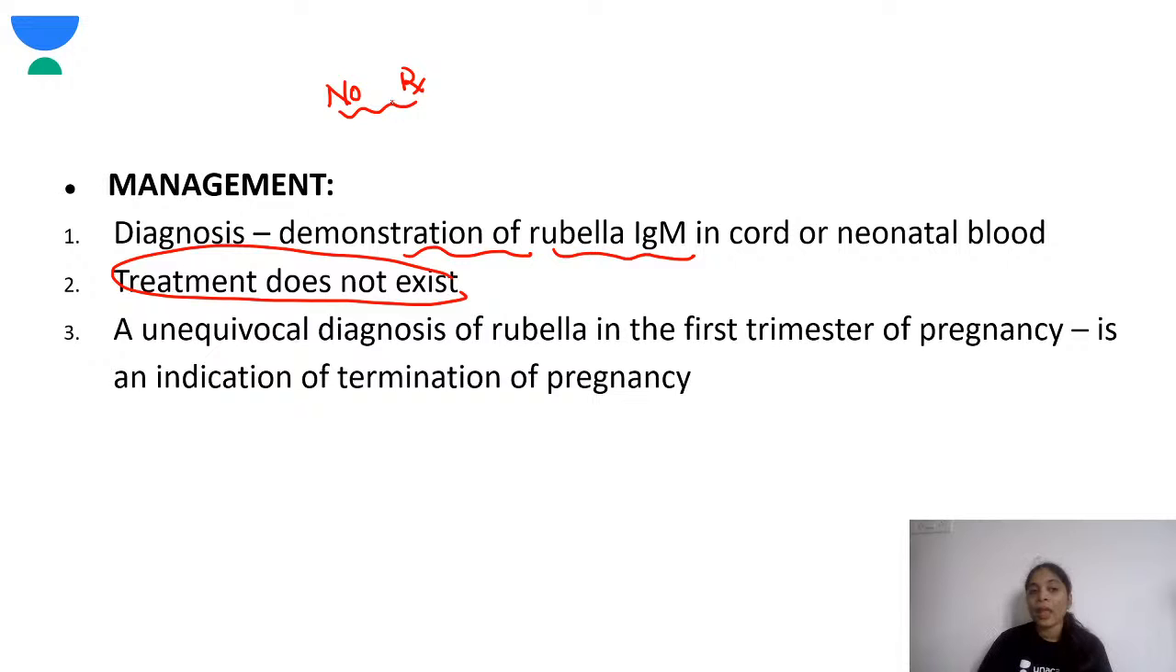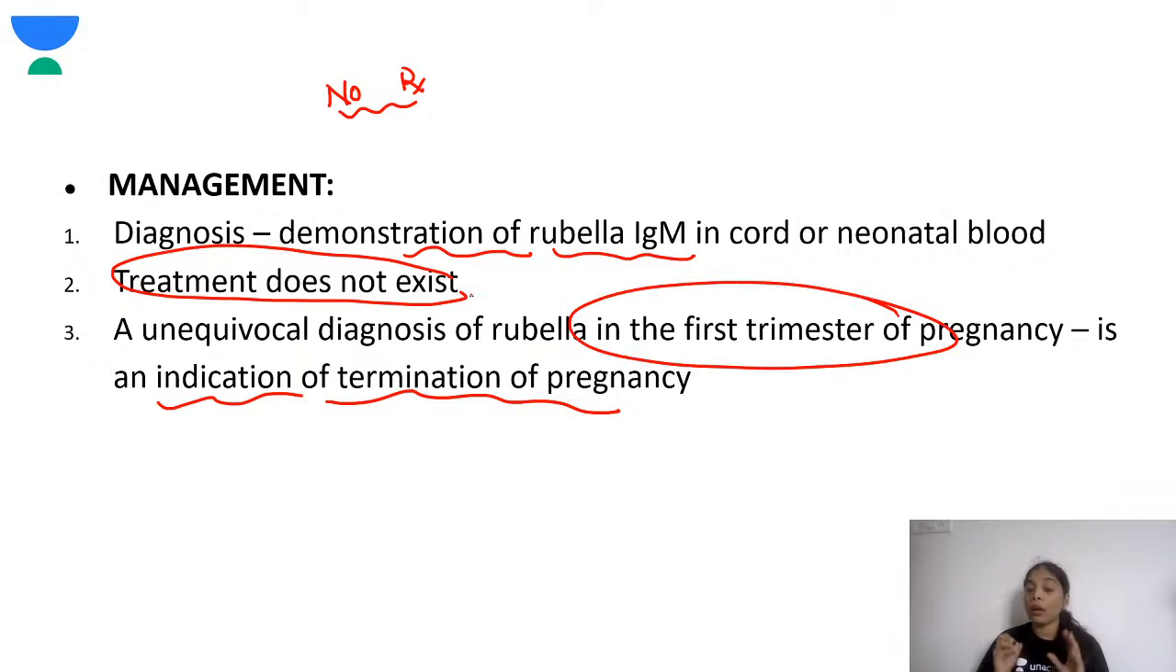So remember that. Next, if in the first trimester you have a diagnosis of rubella in the mother, it is an indication to terminate the pregnancy. Because as you know, a lot of congenital malformations can happen in the child, and another thing is there is no treatment for it. That is why it becomes an indication for termination of the pregnancy if you are able to diagnose rubella in the mother.